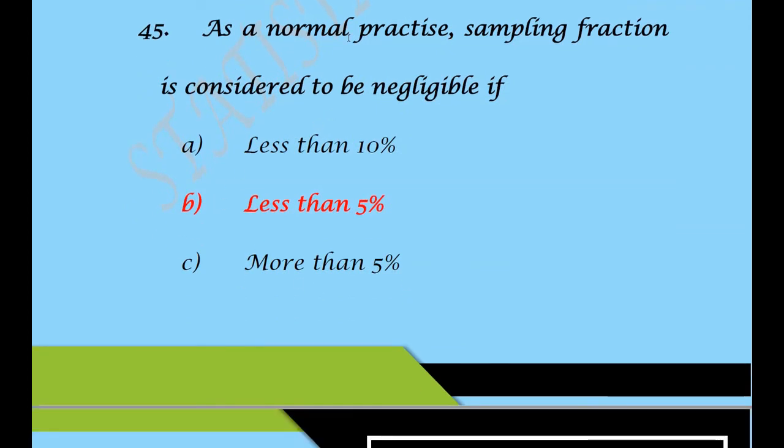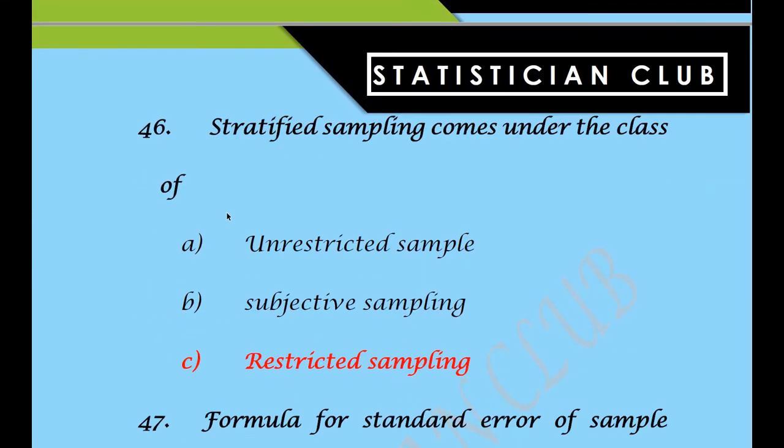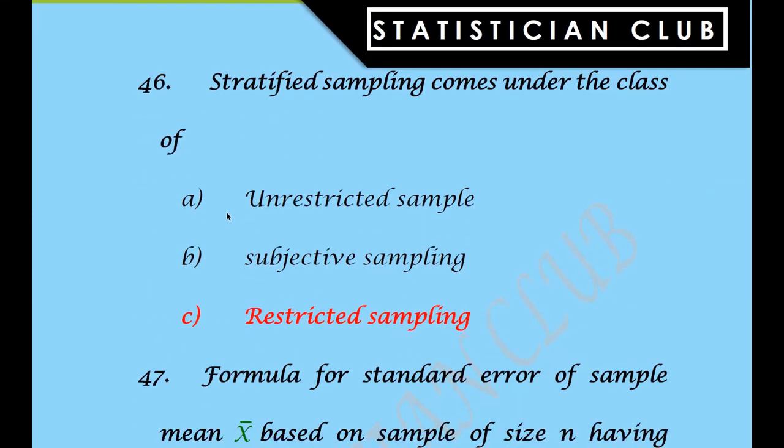45. As a normal practice, sampling fraction is considered to be negligible if less than 5%. In case of less than 5%, sampling error would be considered negligible. Stratified sampling comes under the class of restricted sampling.